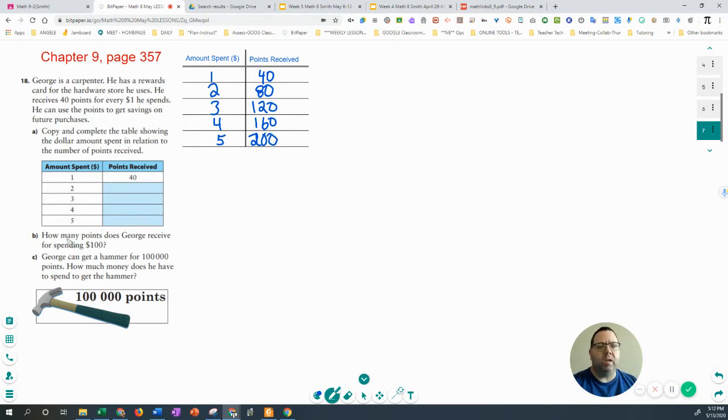So it says, how many points does George get for spending $100? Well, you know what? There's lots of ways of solving this, okay? You could solve it through a simple ratio comparison, right? Ratio comparison. All right. And sometimes, even though I use fancy language there, it's a ratio comparison.